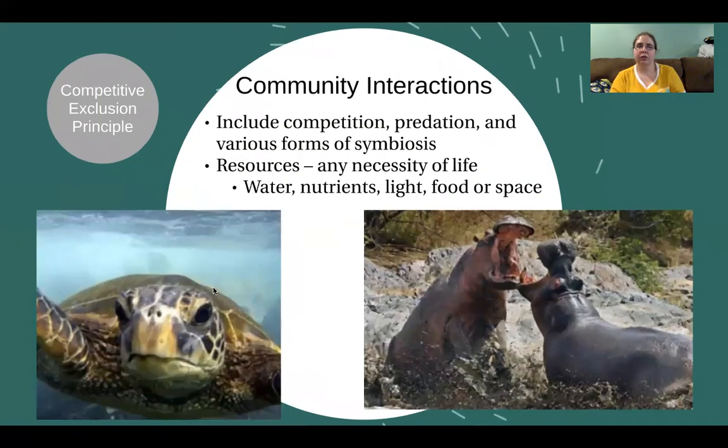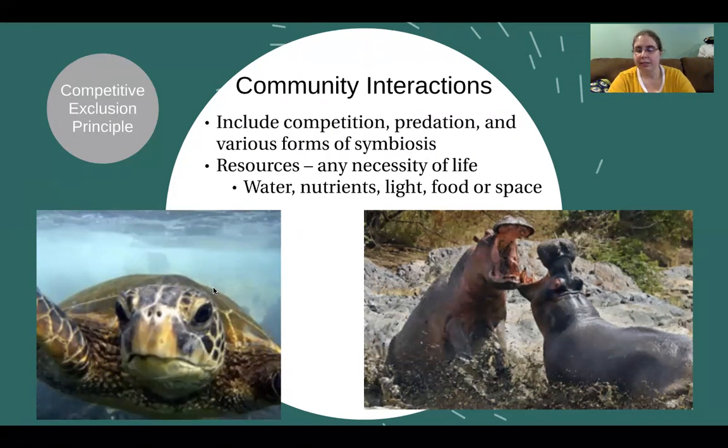Now we have these things called community interactions. So this looks at how different organisms within that community, whether they're organisms of the same population or organisms of different populations, interact with each other in their community and in their ecosystem, because that's going to affect their niche. So the 3 main types of community interactions, at least the 3 that we're going to discuss, are competition, predation, as well as symbiosis.